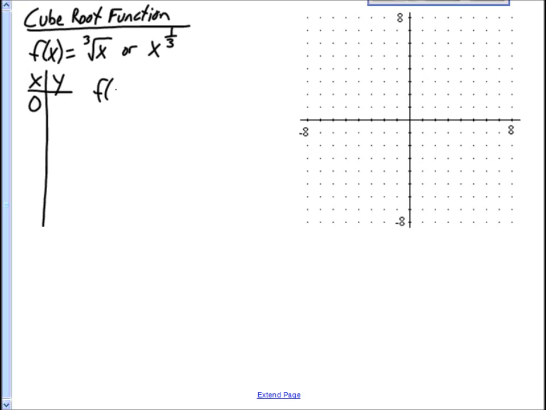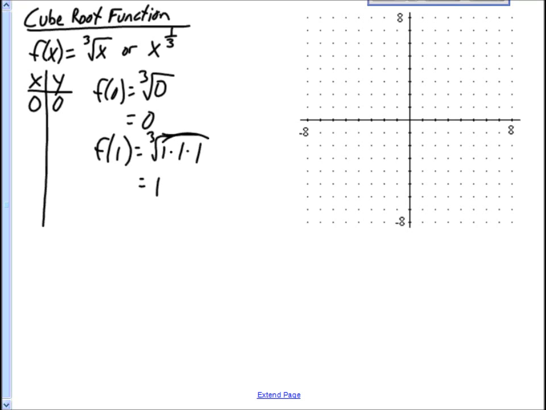So let's plug in 0. What's the third root of 0? We say, oh, that's 0, right? Let's plug in 1. The third root of 1 is 1, right? Because isn't that 1 times 1 times 1? In other words, you got 3 of a kind, don't you? So plug in 1, you get 1.